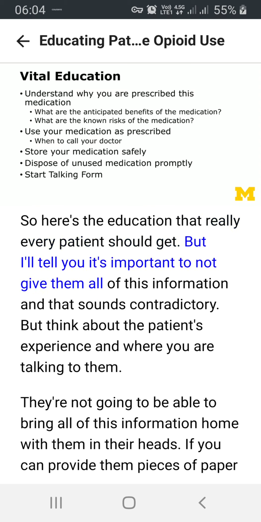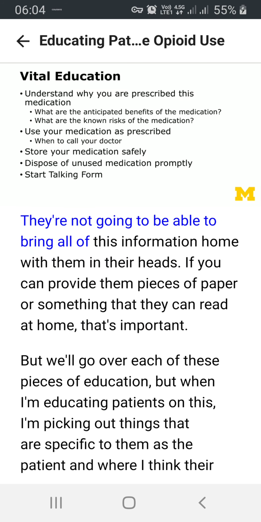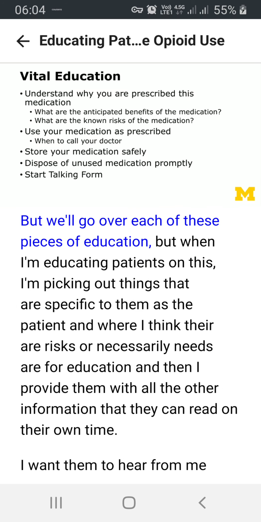But I'll tell you, it's important to not give them all of this information. And that sounds contradictory, but think about the patient's experience and where you are talking to them. They're not going to be able to bring all of this information home with them in their heads. If you can provide them pieces of paper or something that they can read at home, that's important. But we'll go over each of these pieces of education.